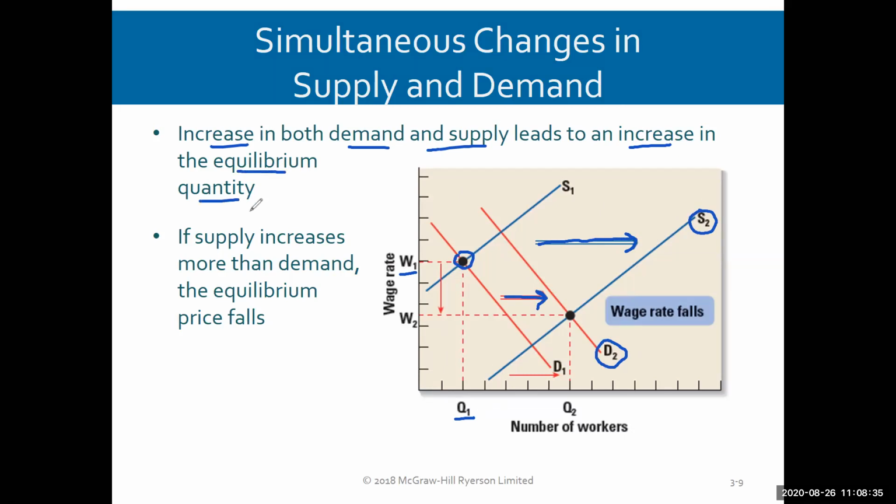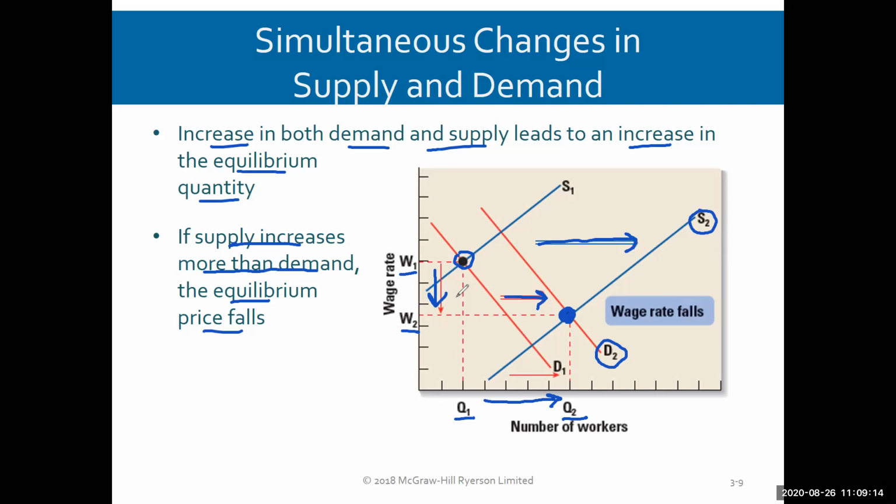And I emphasize that, of course, because we're going to have a table that summarizes what we know for sure. We know for sure quantity increased here. But if supply increases more than demand, then equilibrium price falls. So let's look at that. Here's our new equilibrium quantity, and for sure it went up, as always. But here we find our new equilibrium wage has fallen. So our conclusion here: if supply increases more than demand, equilibrium price, or in this case wage, falls.